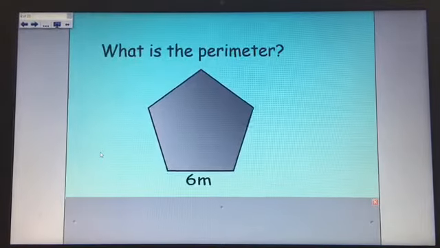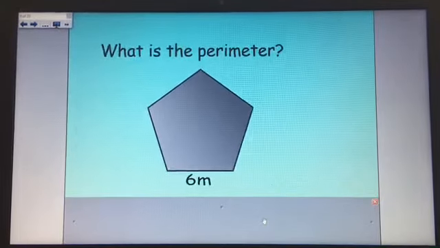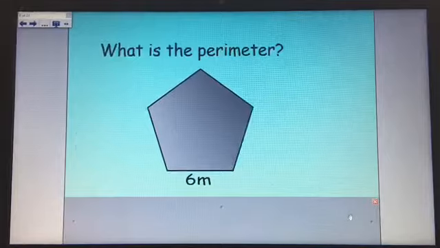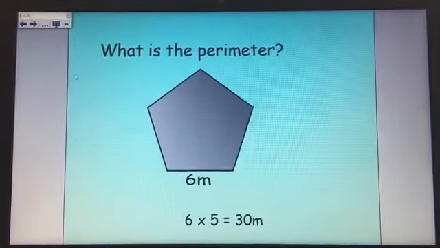What's the perimeter? So the distance around the outside of a pentagon. So if each side is 6, you'd have to multiply 6 by 5 because there's 5 sides. And the perimeter would be 30 meters.